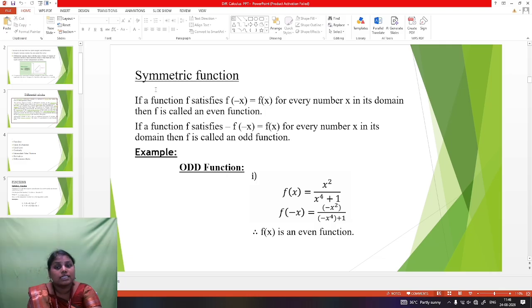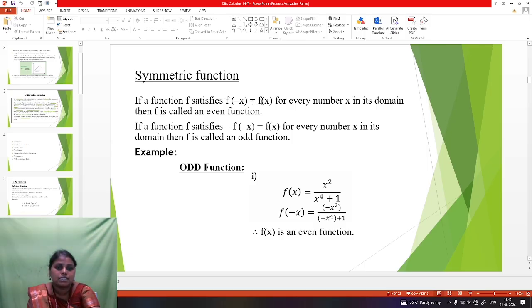Another one is the symmetry function. A function f satisfies two conditions, one for minus x and one for plus x. The first one is f of minus x equal to f of x. We put some negative value, minus 1 or minus 2 or minus 3, and the answer is given as for the positive value. It is a symmetric form of the first step.